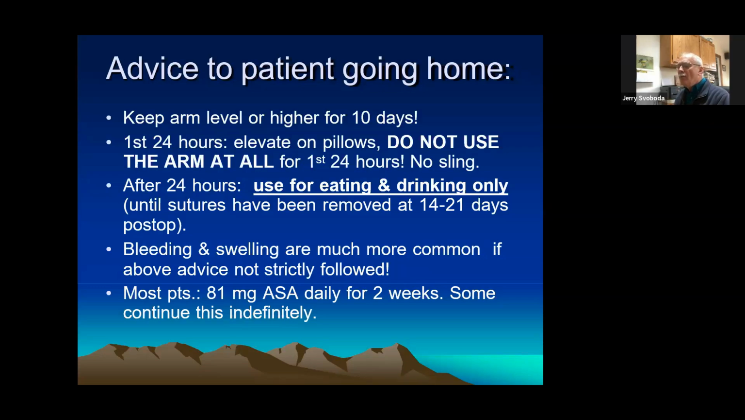Most patients ideally take aspirin, low dose aspirin, 75 or 81 milligrams daily for 2 weeks. Some practices do this, some never do this. We have arrived at doing this for 14 days to increase the patency rates of the fistula. In the States, we did this for every patient forever.